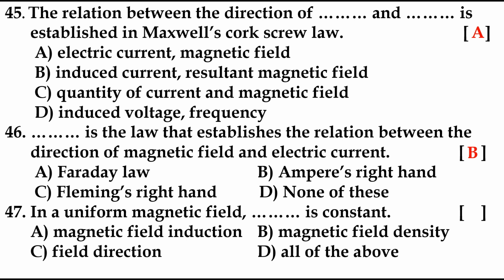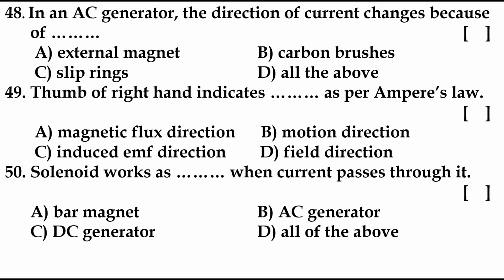47. In a uniform magnetic field, dash is constant. A. Magnetic field induction. B. Magnetic field density. C. Field direction. D. All of the above. Answer is option D. All of the above. That means magnetic field induction, magnetic field density, field direction.